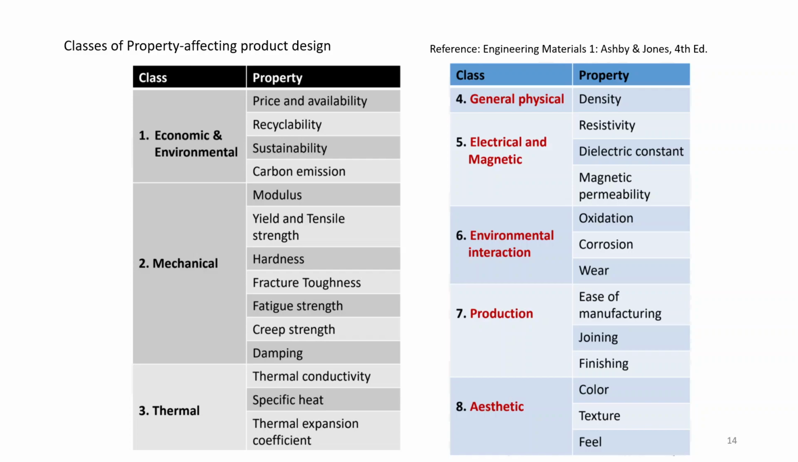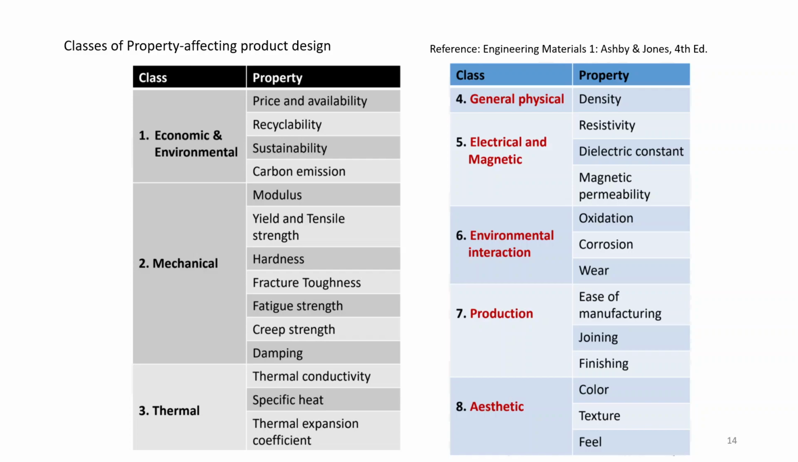Next you have classes of property affecting product design. So there are various classes of properties. First is economic and environmental. In this you will have price and availability, recyclability, sustainability, carbon emission, that will be related to the material production. In case of mechanical you have modulus, yield and tensile strength, hardness, fracture toughness, fatigue strength, creep strength, damping, etc. Next you have thermal properties. In this you have thermal conductivity, specific heat, thermal expansion coefficient, etc.